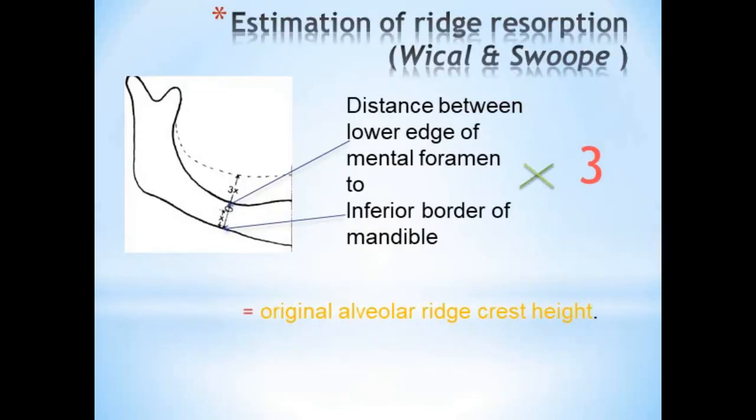Now, how do you estimate the amount of ridge resorption using a panoramic radiograph? And that is done by Wical and Swoope technique, which is an important viva question. So here, the distance between the lower edge of the mental foramen, so this is the lower edge of mental foramen, to that of inferior border of the mandible. So this distance is x, and that is multiplied by 3 to get the original alveolar ridge crest height. That is, original bone height will be 3 times the distance from inferior border of the mandible to the lower edge of mental foramen. So this is the Wical and Swoope technique for estimating residual ridge resorption.